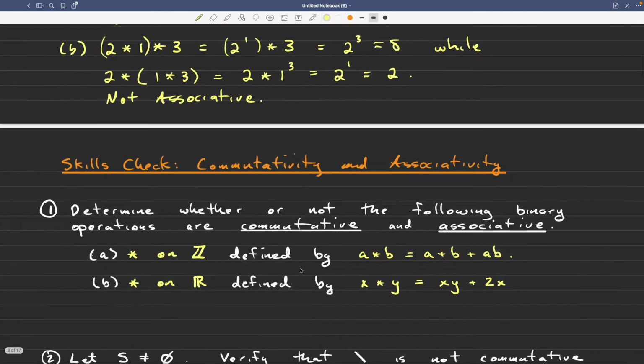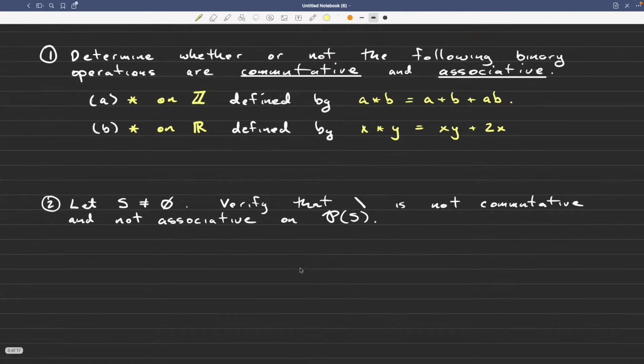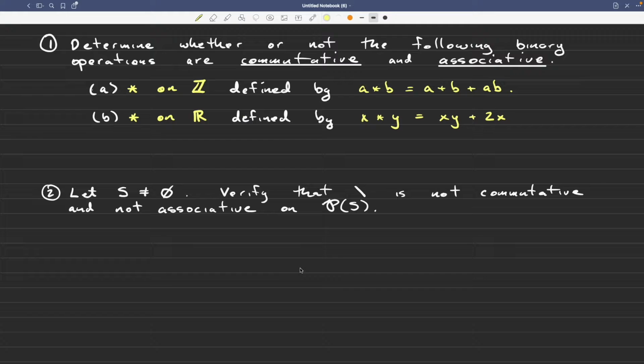All right, so let's do a little skills check here, just to see that you got the idea of how the commutativity and associativity property work. So in part 1, I'm defining some binary operations that are not just usual binary operations, but these sort of contrived operations. The first one is defined on the integers by A star B equals A plus B plus AB. And then the second one's defined on the reals, and X star Y would be XY plus 2X on this one. So I want to check, is it associative?